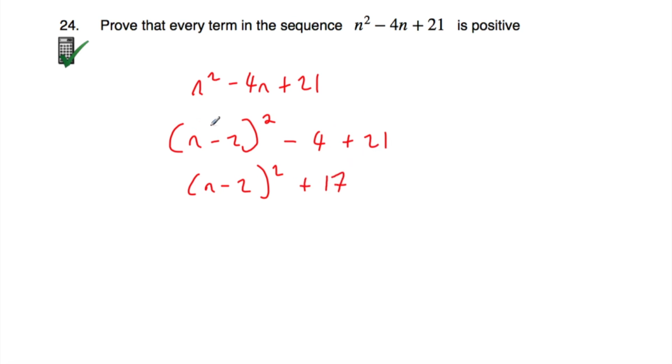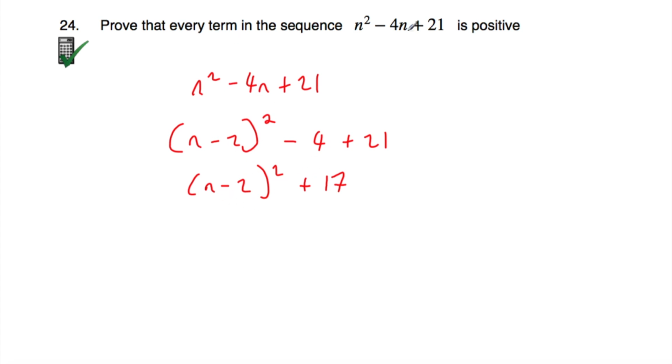So we've written our n squared minus 4n plus 21 in another form by using completing the square, and we've got (n minus 2) squared plus 17. And if you were to expand this bracket by doing n minus 2 times n minus 2, and then add 17, you would get this. So this and this are equivalent. This is just the same as this, but we've written it in another form.